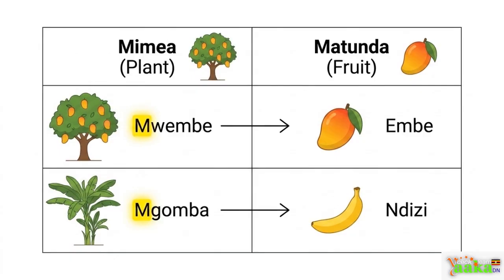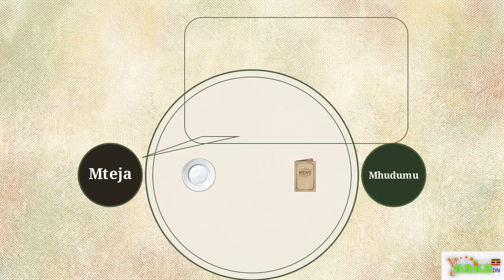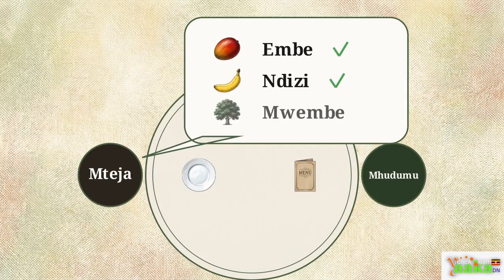The mango tree is Mwembe, but the mango itself is Embe. The banana plant is Mugamba, but the banana you eat is Ndizi. The plant usually takes an M prefix. Knowing this vocabulary split ensures that when you sit down at a restaurant, you are asking the waiter for the edible harvest, not the foliage.